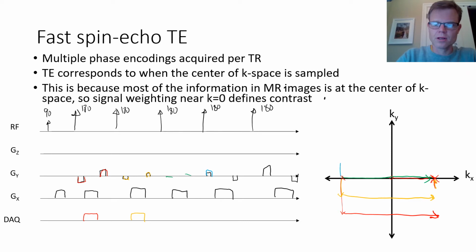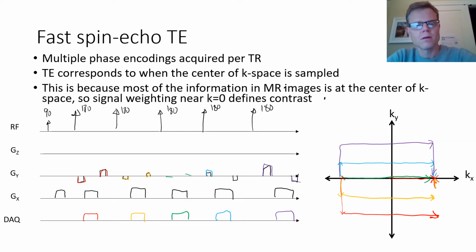Next TR is going to be moving up to a higher line in K-space. And so on. Better add the data acquisition windows here. Okay, so this is really the core of what we'll be able to do with a fast spin echo, is we can acquire multiple phase encodings within our TR. So we can do a line at each spin echo.